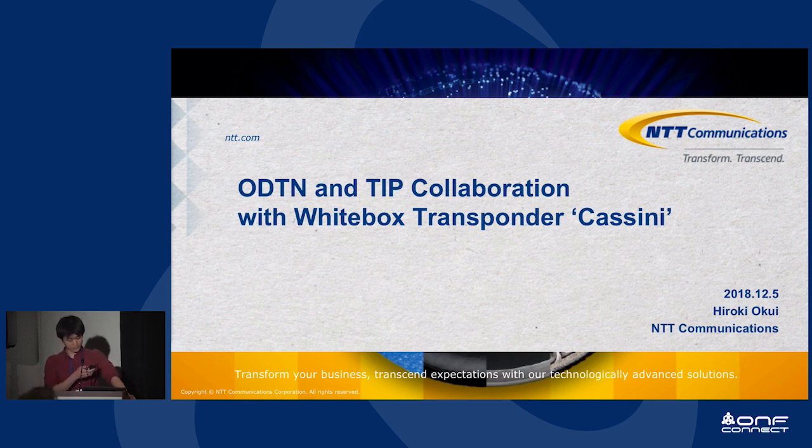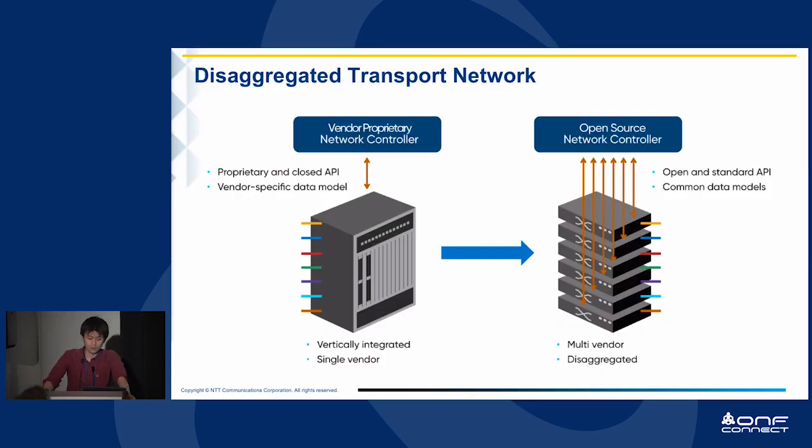Okay, so let me get started with a recap of the concept of disaggregated transport network. Now we're on the left side, where all components of the ROADM are aggregated and provided from a single vendor. These components have a proprietary and closed API and vendor-specific data models, so we have to use the vendor's proprietary network controller, and it is difficult to change to an open source network controller because the northbound interface and the models are different by vendors and devices.